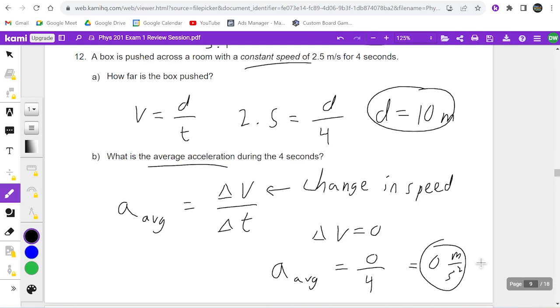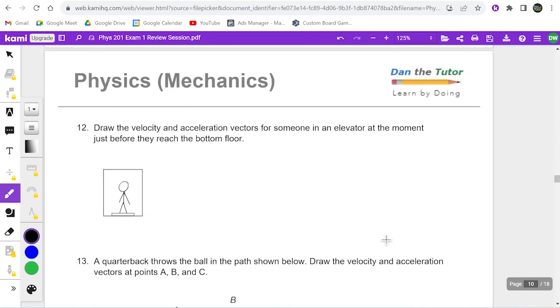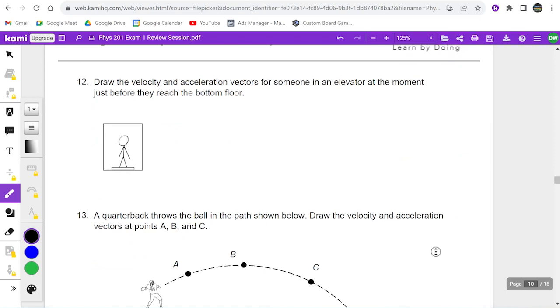Okay, next, we have a couple conceptual questions for you. This is what I was referring to earlier with the elevator. Number 12. Draw the velocity and acceleration vectors for someone in an elevator at the moment just before they reach the bottom floor.